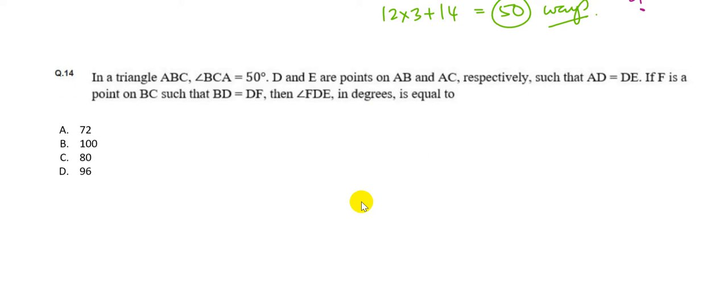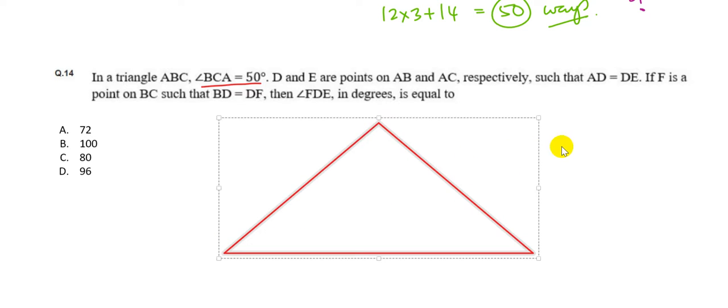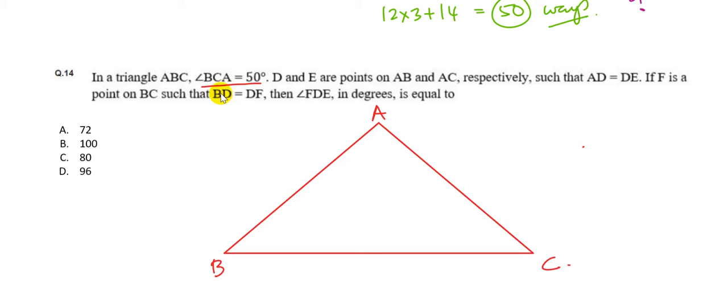We move to question number 14. This one says that in a triangle ABC, angle BCA is 50 degrees. So let's draw the triangle first. So we have a triangle ABC where angle BCA is 50, so this angle becomes 50. D and E are points on AB and AC respectively, such that AD equal to DE.